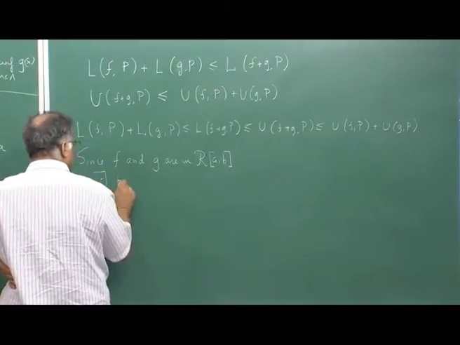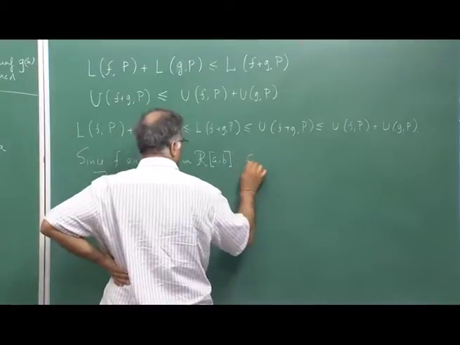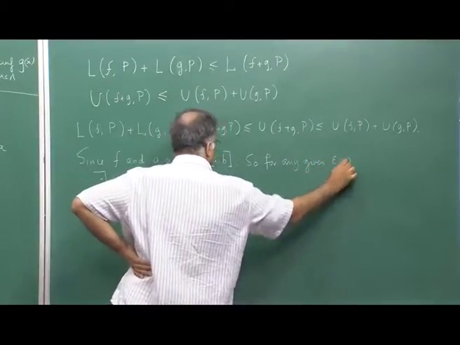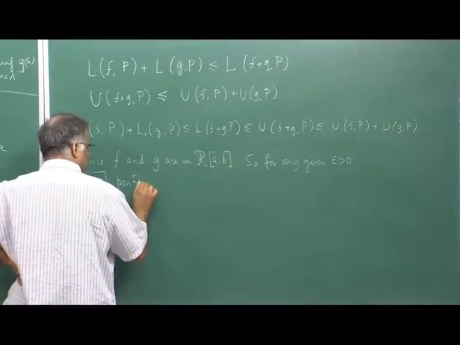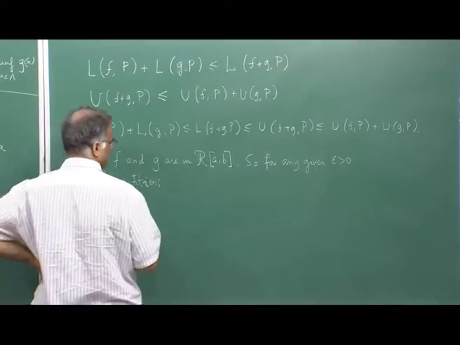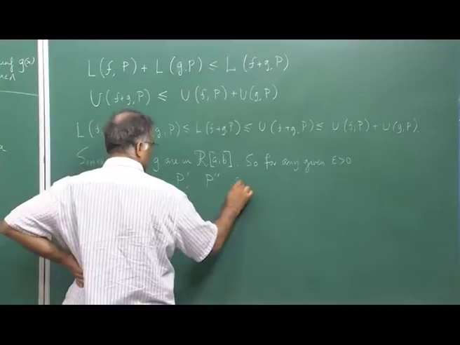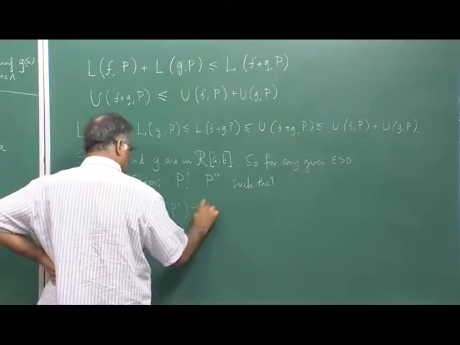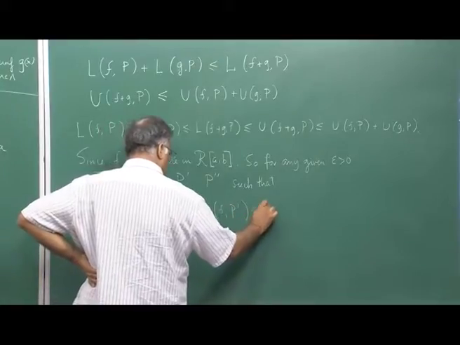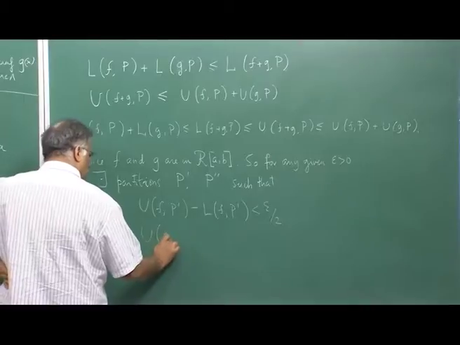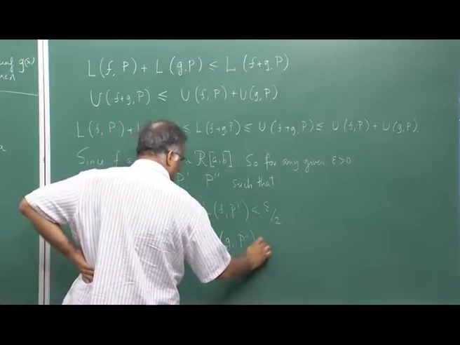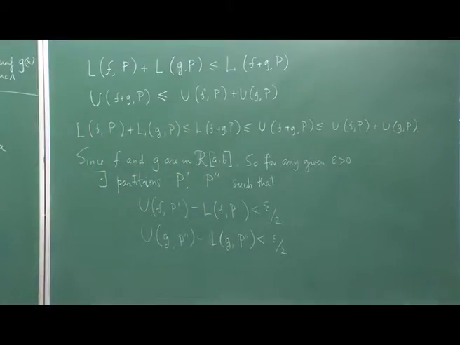There exist partitions. For any given epsilon greater than 0, there exist partitions P dash and P double dash such that U(f,P dash) minus L(f,P dash) is strictly less than epsilon by 2, and U(g,P double dash) minus L(g,P double dash) is strictly less than epsilon by 2. That is what the idea is.